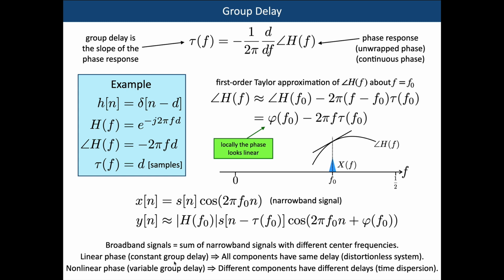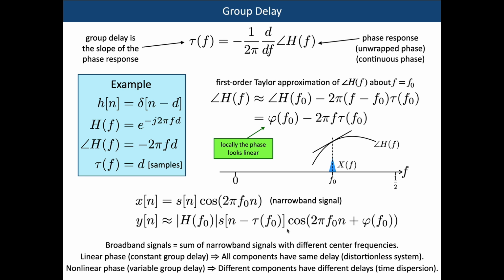And notice that in this example, in the blue box here, the phase was linear and the group delay was constant. So every component had the same delay. When that happens, we would say that the system, at least from a phase perspective, is distortionless. Every signal component passes through with the same amount of delay. It doesn't matter what the frequency is.